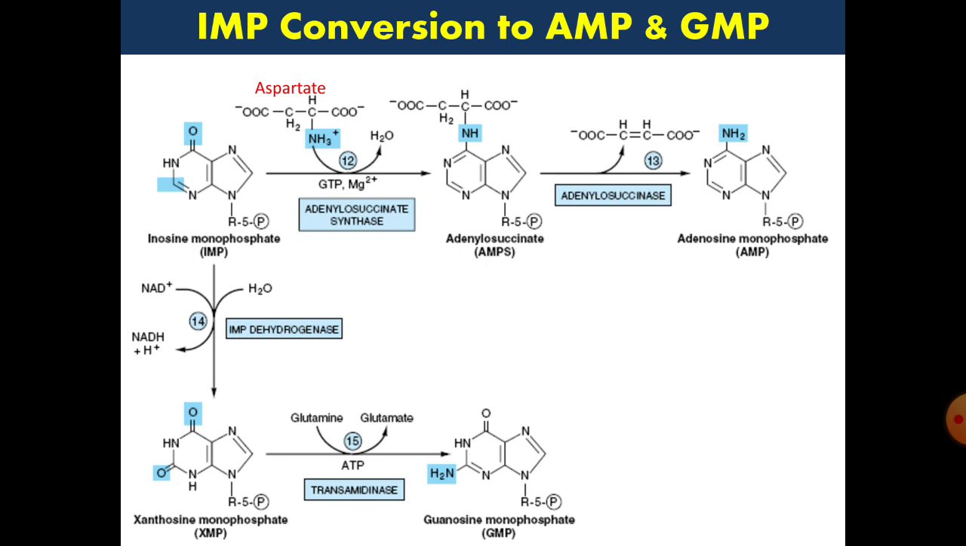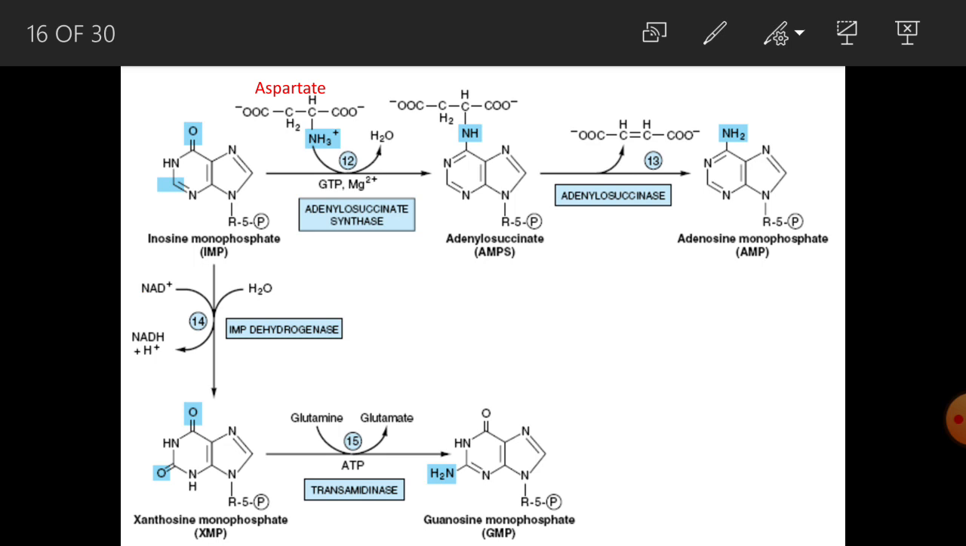Now that we have reached IMP, now another aspartate comes and in presence of adenylosuccinate synthase, it gives rise to adenylosuccinate, that is AMPS. This again is acted upon by adenylosuccinase and we obtain adenosine monophosphate.